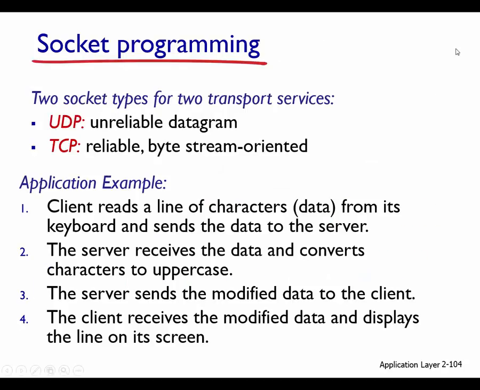As we're going to take a look at, and as you probably are already aware, there are two different socket types for the two different transport services: UDP, where we're going to send an unreliable datagram, and TCP, where we have a reliable byte stream oriented socket.